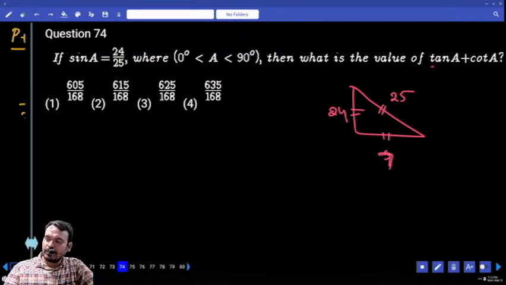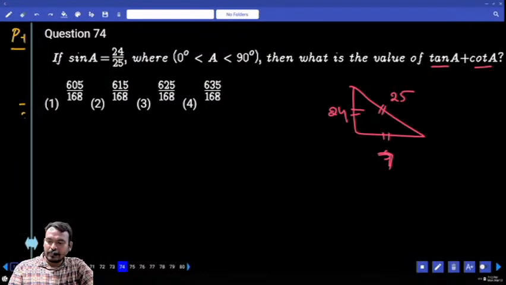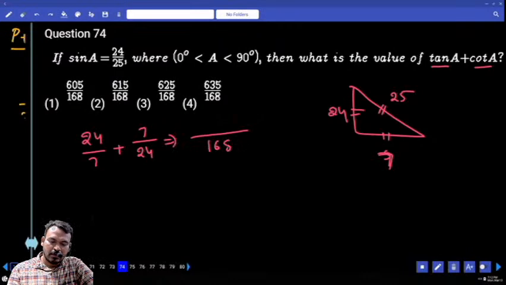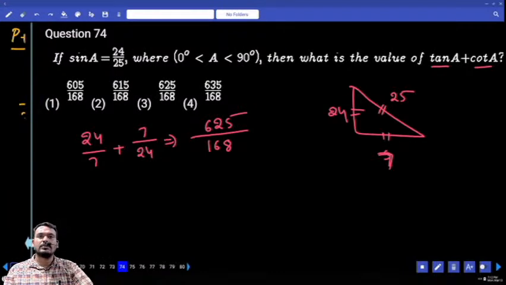Next, which one do we require? Tan a plus cot a. Tan a means 24 by 7. Cot a is 7 by 24, or not? What is the LCM? 168. Numerator is 24 square plus 7 square, or not? Means 625, or not? What is the answer? 625 by 168.